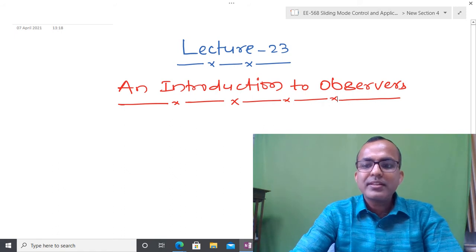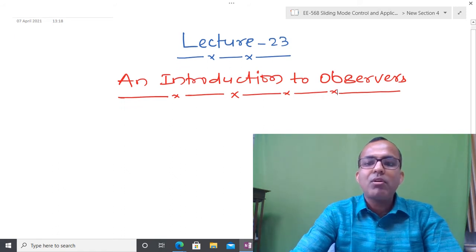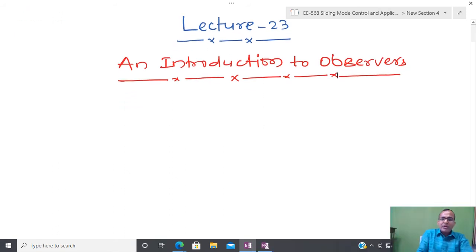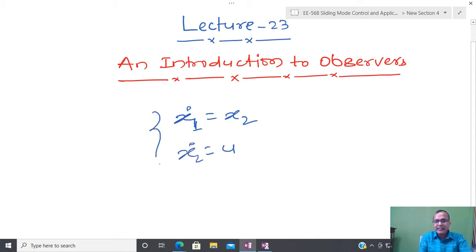So let us first try to understand the problem of observer design. In order to understand that problem, I am going to take a very simple system, any second order system. You can take x1 dot equal to x2 and x2 dot equal to u. First, you can see that in this particular system I haven't considered any kind of disturbance, and you can relate it like this also.